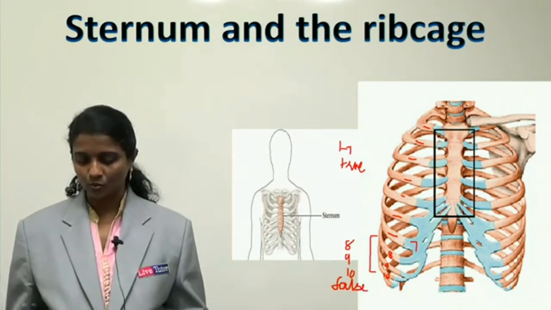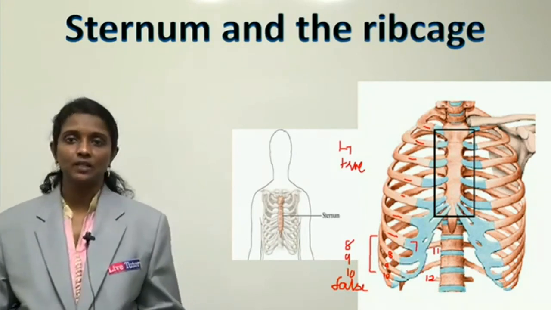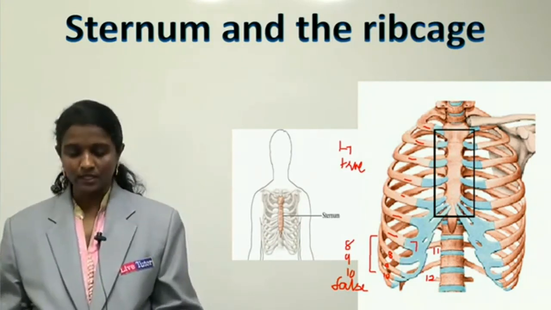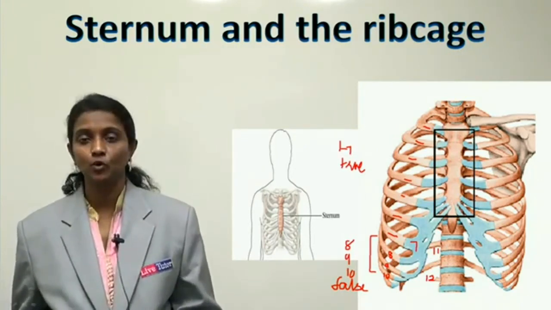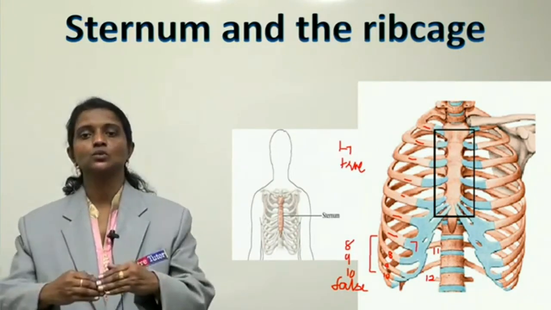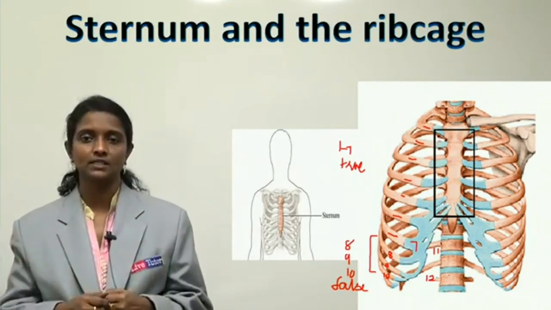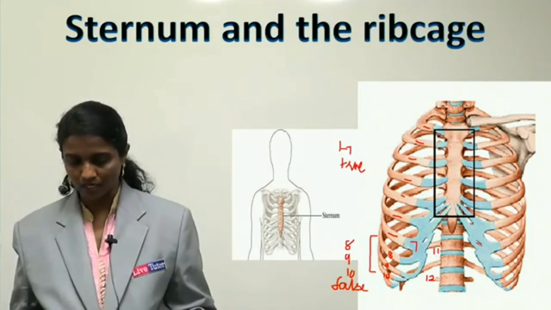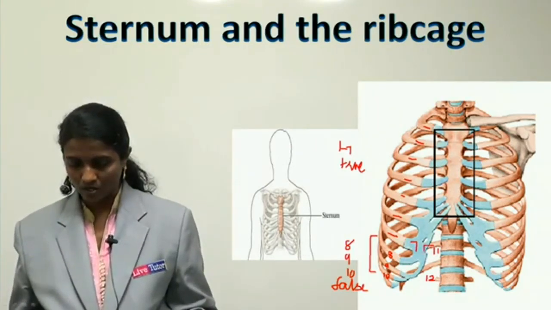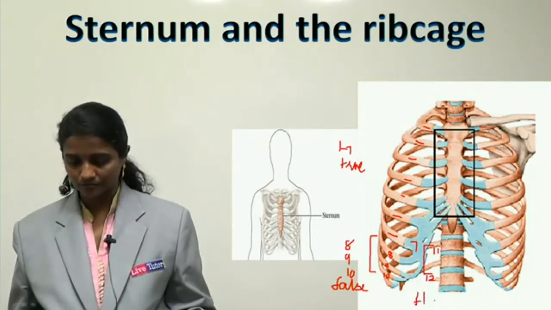And the last 2 you see, that is 11th and 12th. Can you see here? This 11th and 12th are floating ribs. They do not converge to the front and form a cage-like structure. They are there only in the dorsal end. They are not seen in the ventral side. So, the last 2 are called floating ribs.